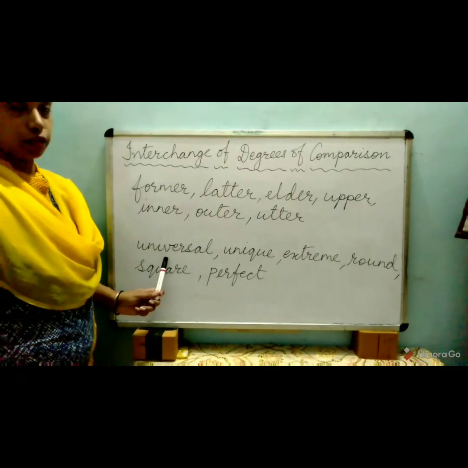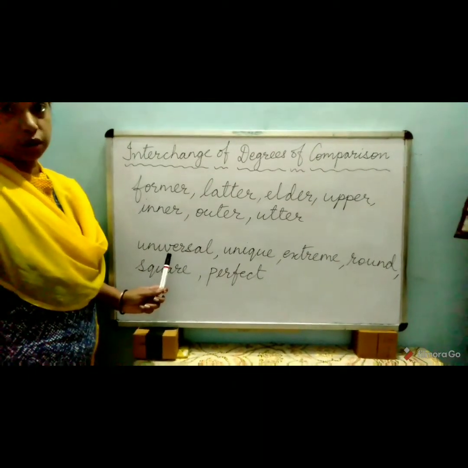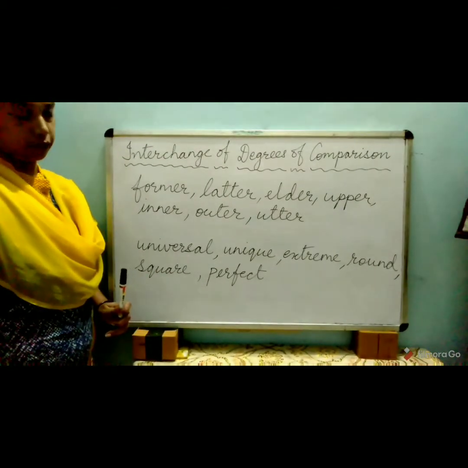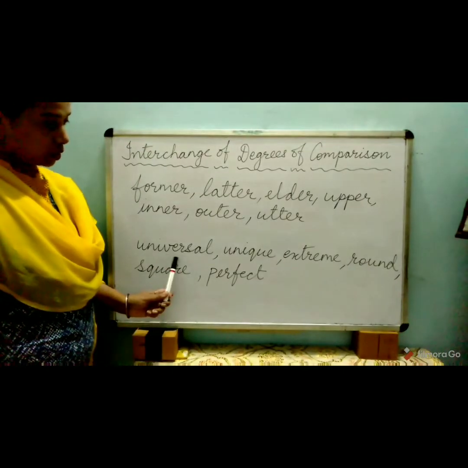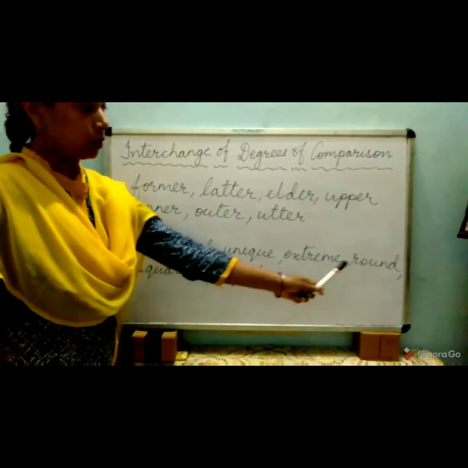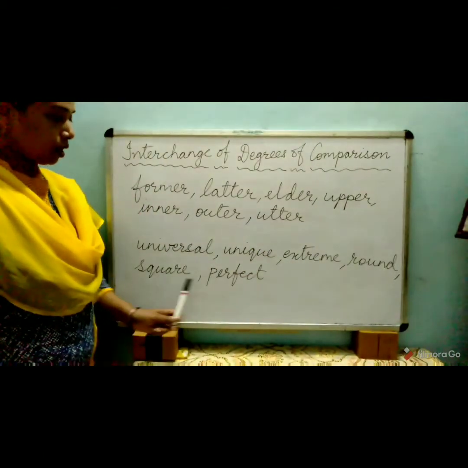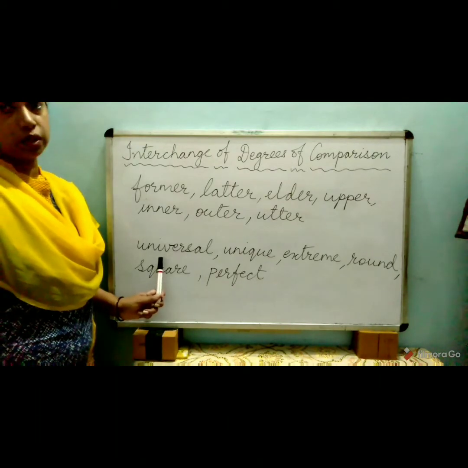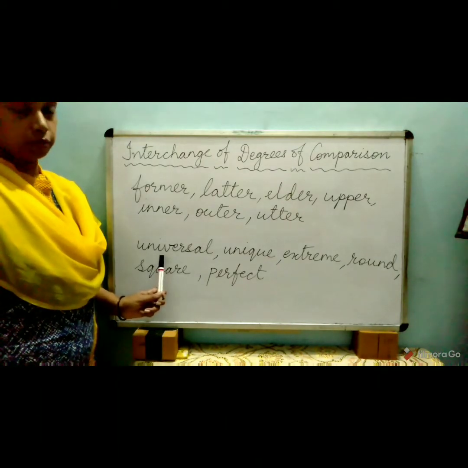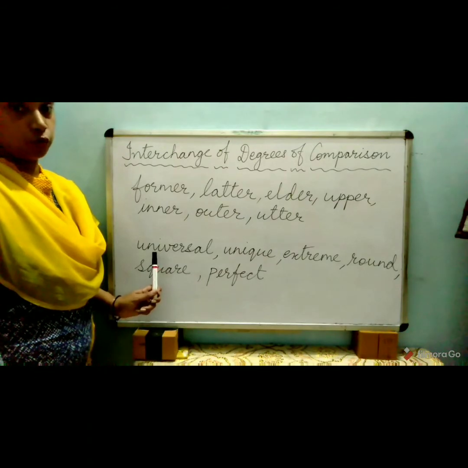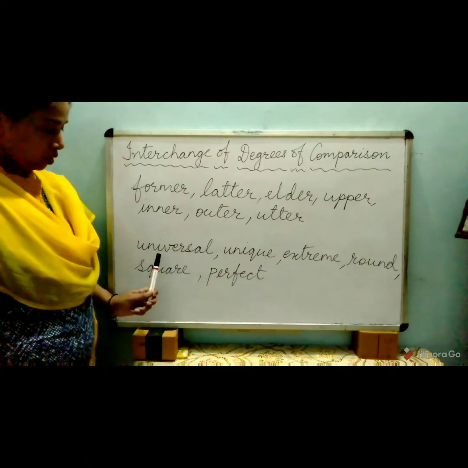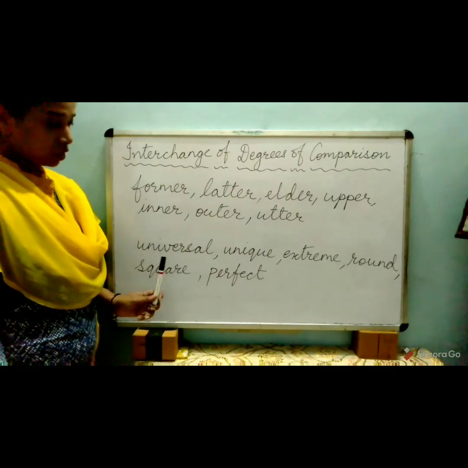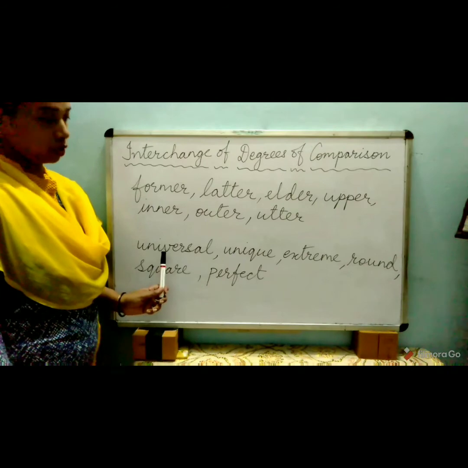Then there are certain adjectives which do not allow comparisons because their meaning itself is superlative. For example, universal, unique, extreme, round, square, perfect. We don't use the words more or most with these words because their meaning itself is superlative. Universal means the universe covers everything, so there is nothing more than universal.